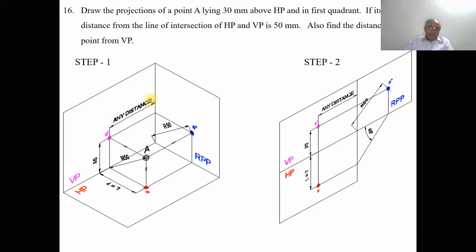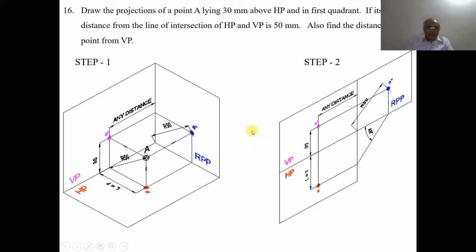And that will not have any impact on the position because in the side view we can see only the distance above HP and also the distance in front of VP. So these are the two distances. The distance with respect to the profile plane is seen only in VP and HP, not in the profile plane. So we need to measure the distances.